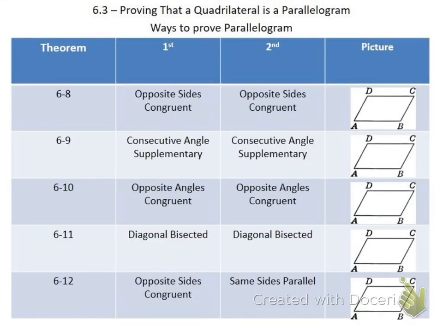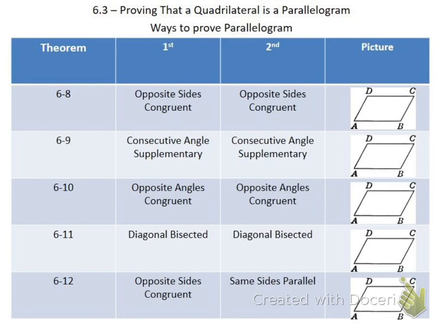Okay, so in the previous lesson we learned about the characteristics of a parallelogram, and what we're moving on to now is proving that a four-sided shape is actually a parallelogram. And so what we have is these 5 theorems here.